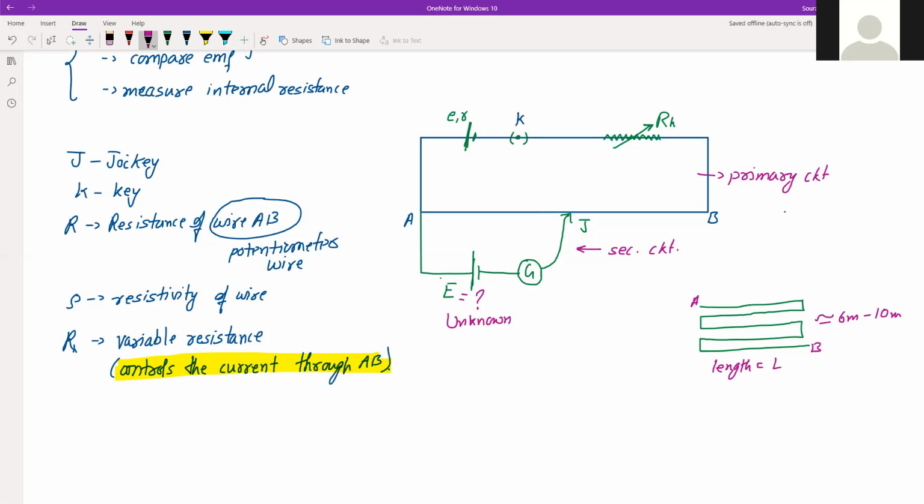And a battery of known voltage, this one is known. We know this, right? And that is the driving battery, with internal resistance r. We can say this is the driver cell or the supplier battery.